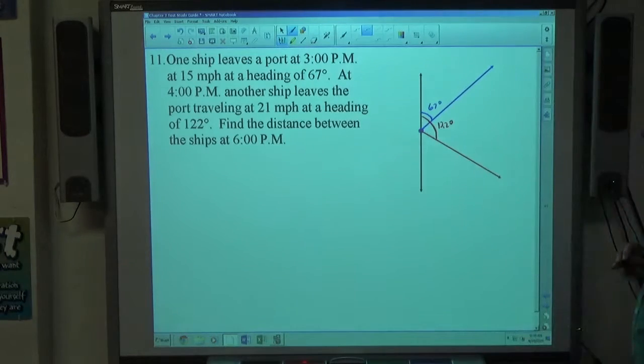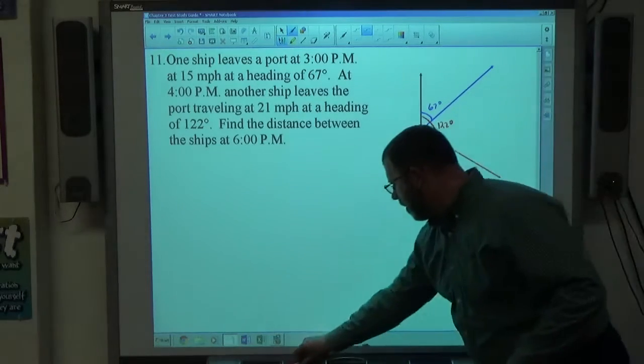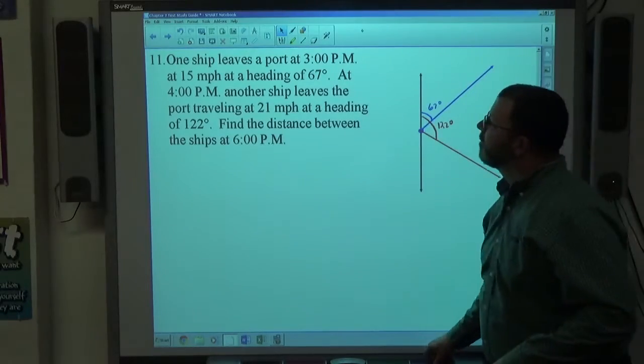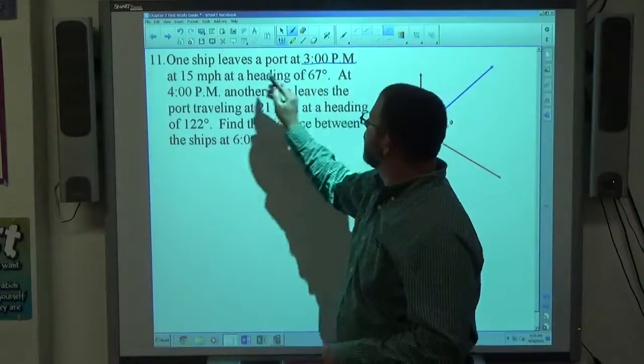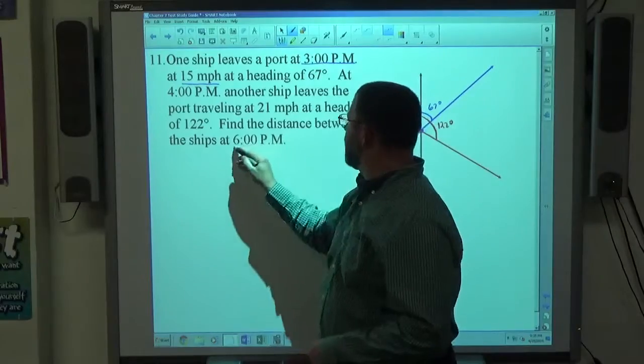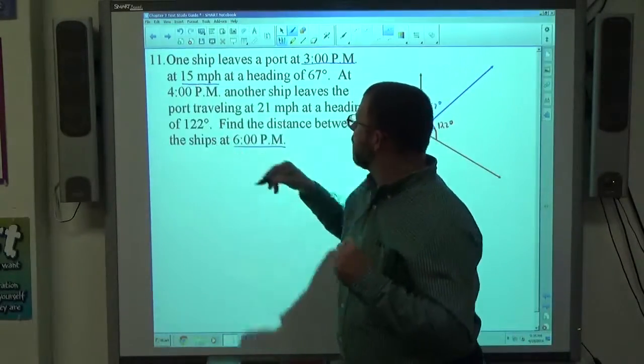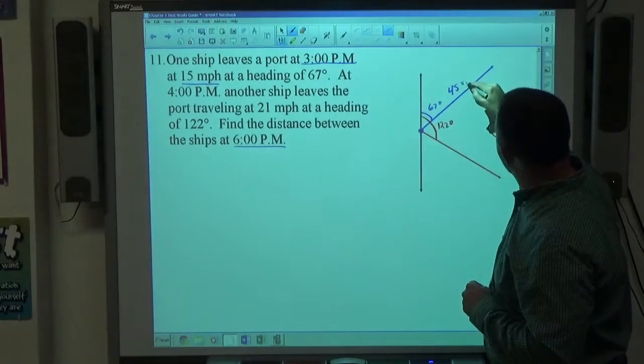The question is, find the distance between the ships at 6 p.m. Before I worry about finishing this picture, I might want to make one of these longer or shorter. The first ship starts at 3 p.m. It's heading at 15 miles an hour and it ends at 6 p.m. That tells me from 3 to 6 is 3 hours. 15 miles an hour for 3 hours is 45 miles.